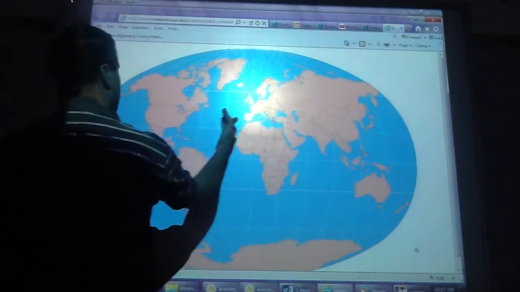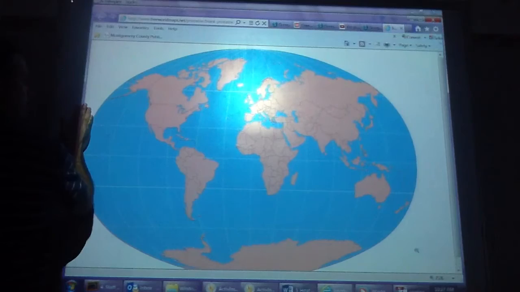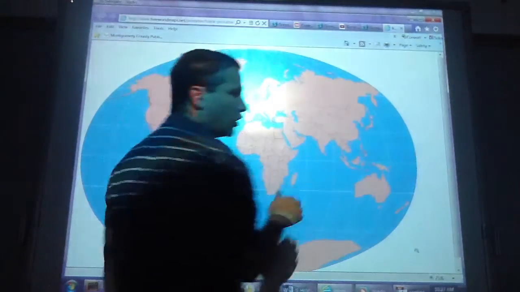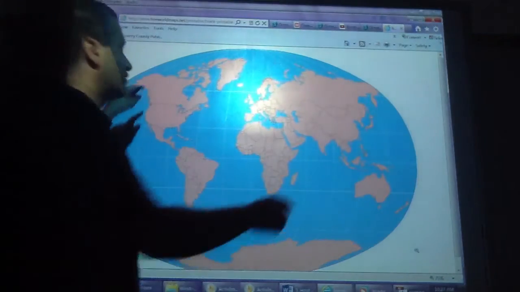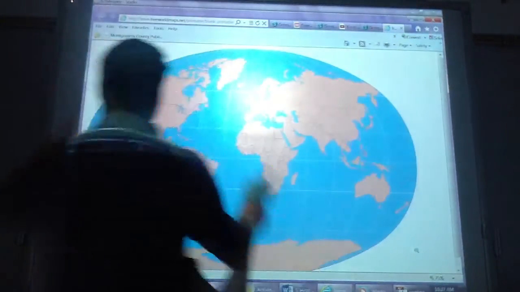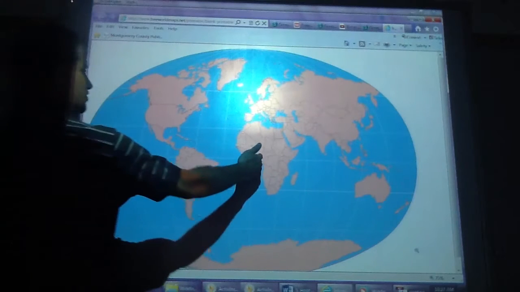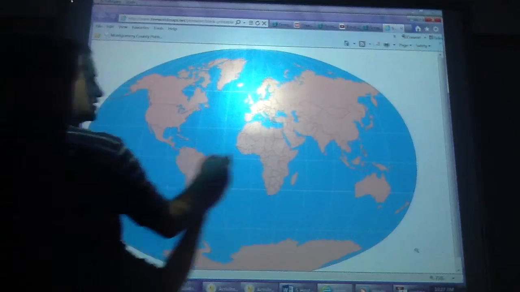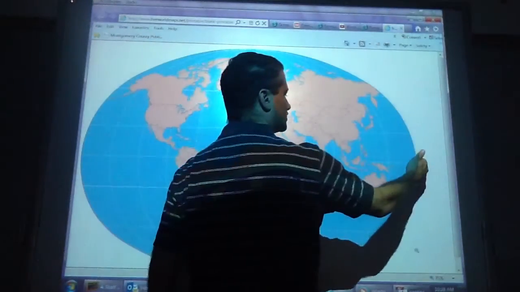And then when you go this way, if you think of a globe that has been cut open and spread out, this edge of the globe touches this end of the globe. So this is 180 degrees towards the west, and this is 180 degrees towards the east.